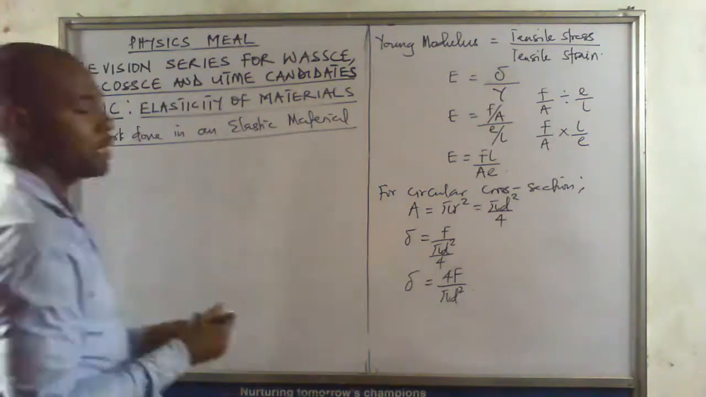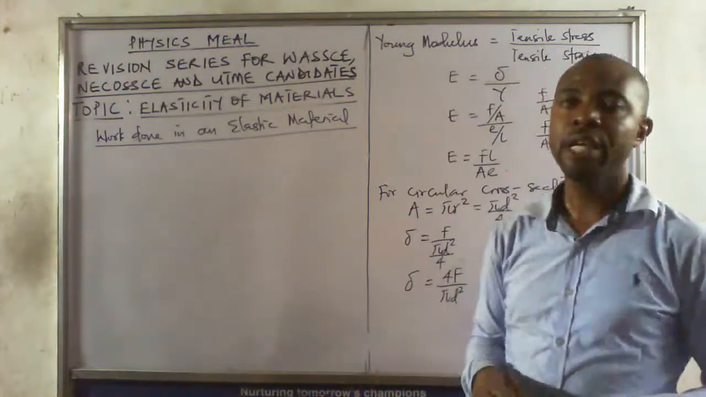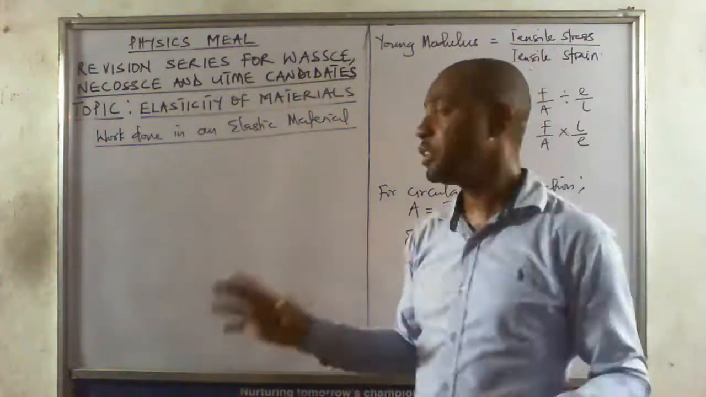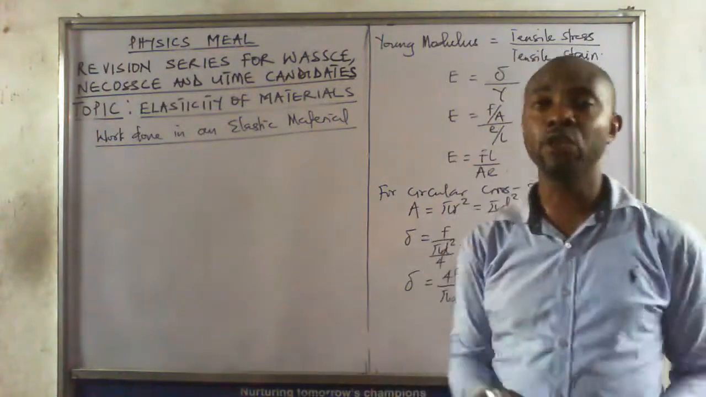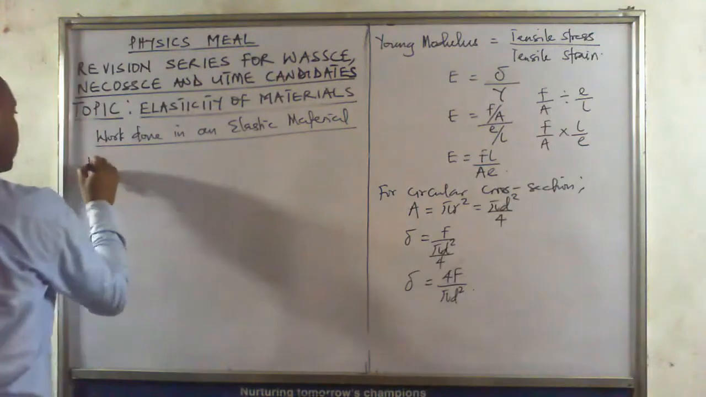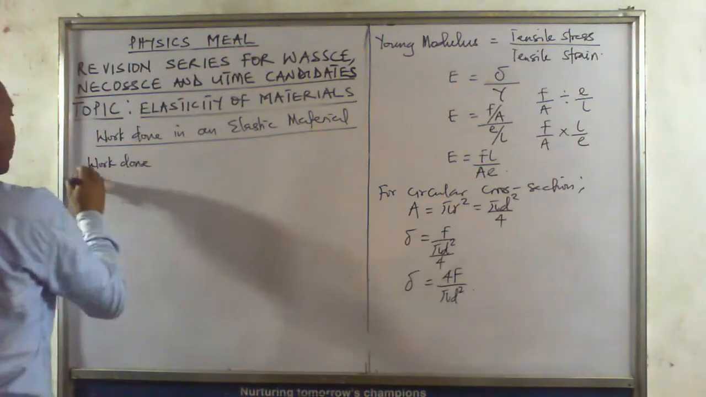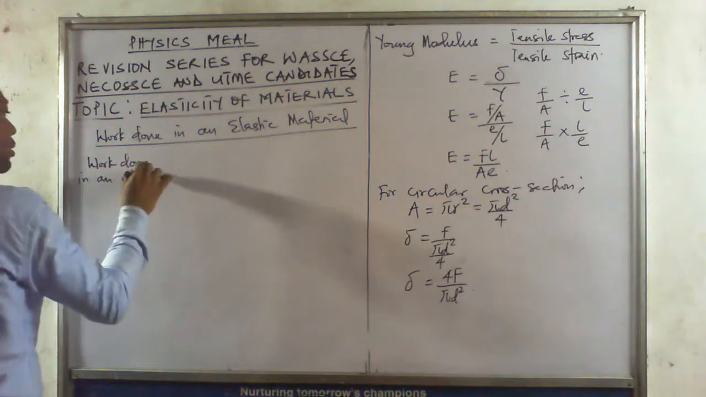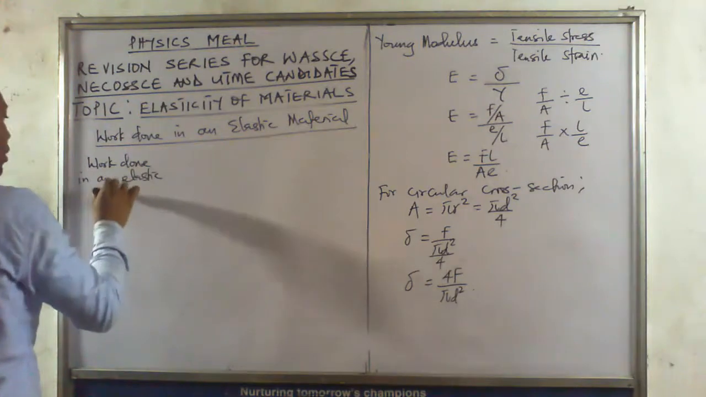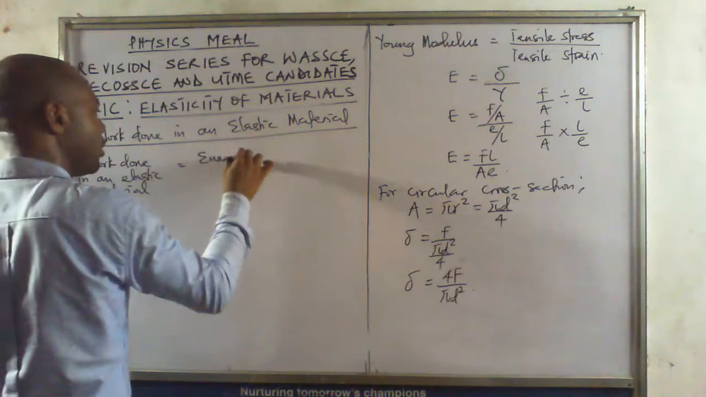The work done in an elastic material is equal to the energy stored in that elastic material. So the energy stored in an elastic material is also equal to the work done. So work done in an elastic material is equal to the energy stored.